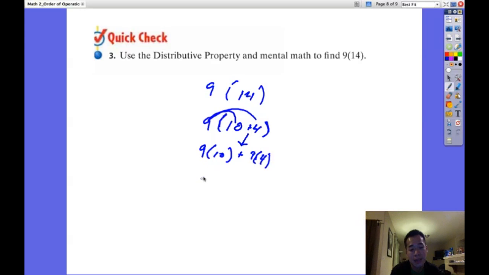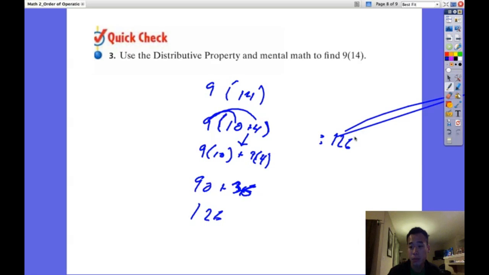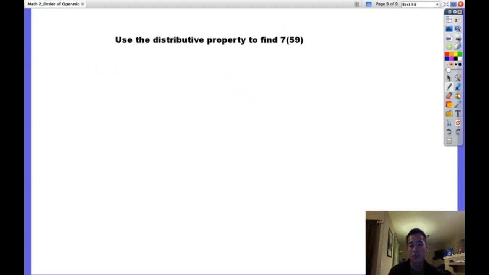So then I know that 9 times 10 is 90, plus 9 times 4 is 36. And I know that 90 plus 36 is 126. So 9 times 14 is equal to 126. I know it's a little bit long to do it this way, but the more you do this, the faster you're going to be at it. Okay? Oops. Let's try another one. I want you to quickly find, using the distributive property, 7 multiplied by 59.